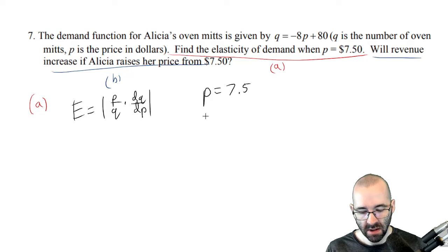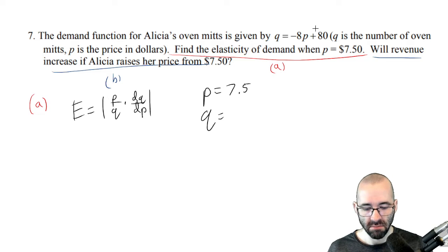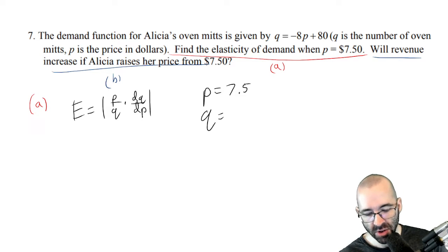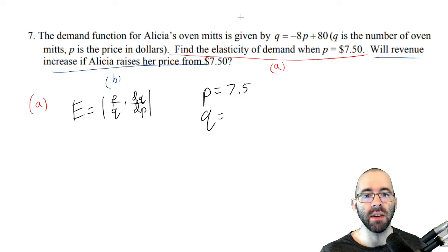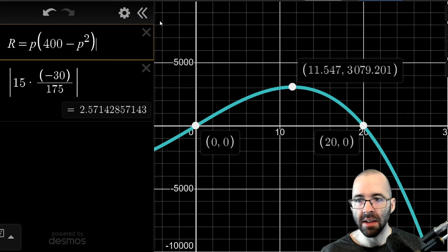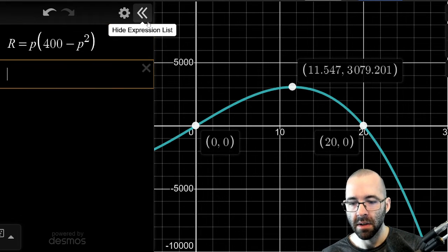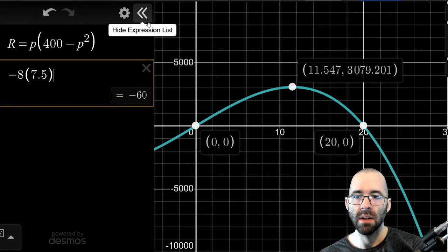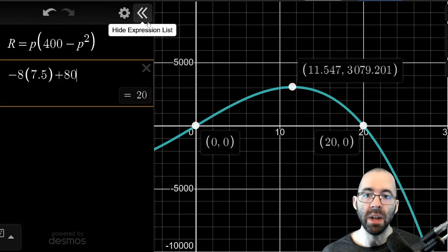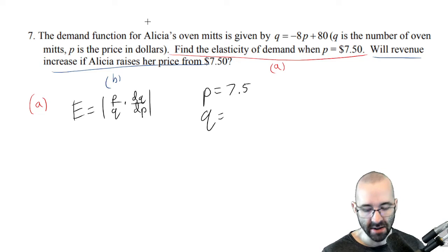Our quantity, we need to use the demand function. If we charge this much, how many can we sell? So it's negative 8p plus 80. We can sell 20 oven mitts at this price.